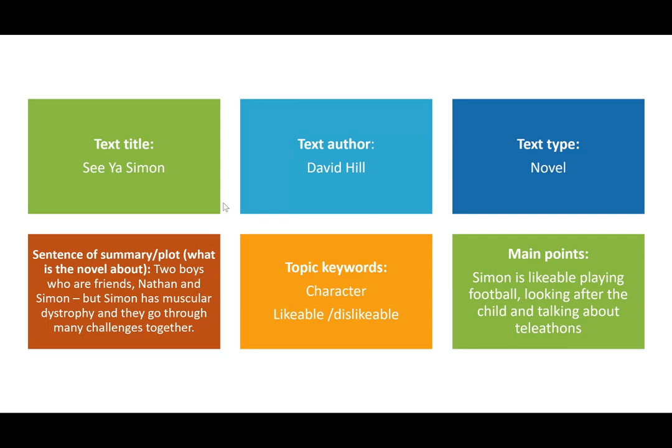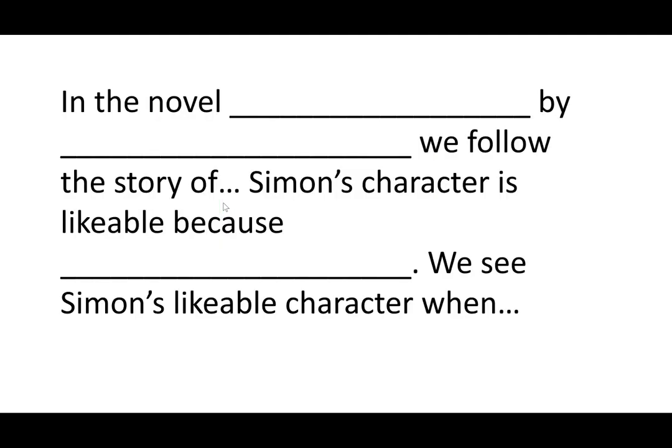Alrighty, so this is the template for those that need it. In the novel blank by blank, we followed the story of ... Simon's character is likable because blank. We see Simon's likable character when ... So you're going to go in the novel and then you write the title. By, then you write the author. We follow the story of, then you write the plot summary.